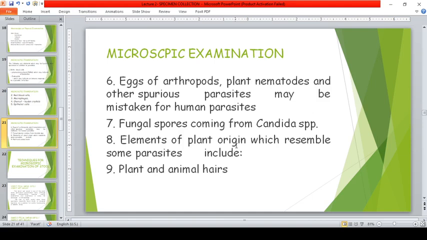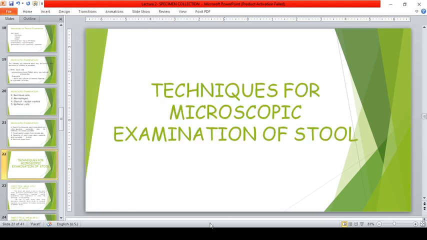And animal and plant hairs may look like helminth larvae. Again, plant and animal hairs may look like helminth larvae. Therefore, they can also be referred to as interferences in the examination.